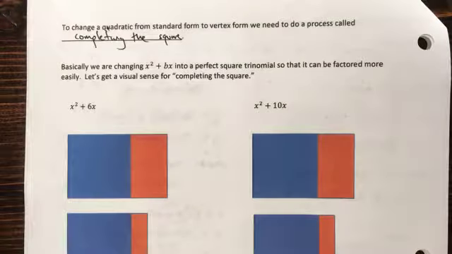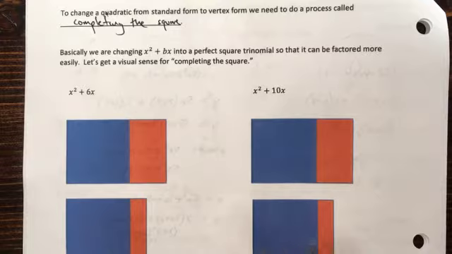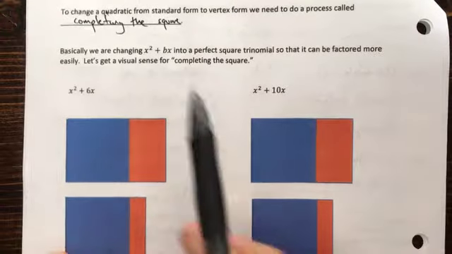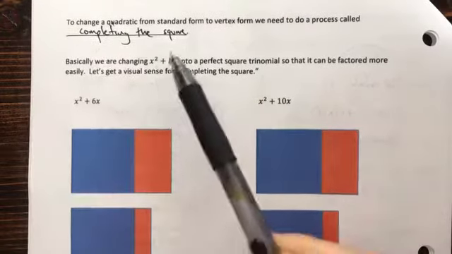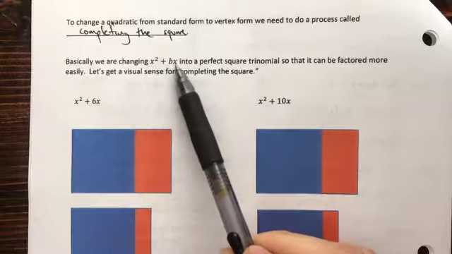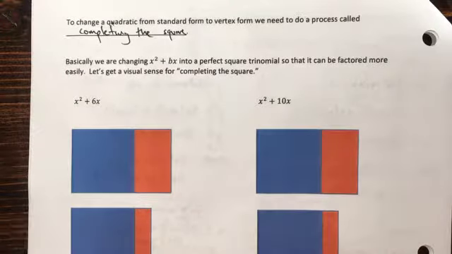Okay, so this is going to be part 2, where we're going to complete the square to go from standard to vertex. Here's a little explanation of why it's called completing the square. Basically, what we want to do is change x squared plus bx into a perfect square trinomial.